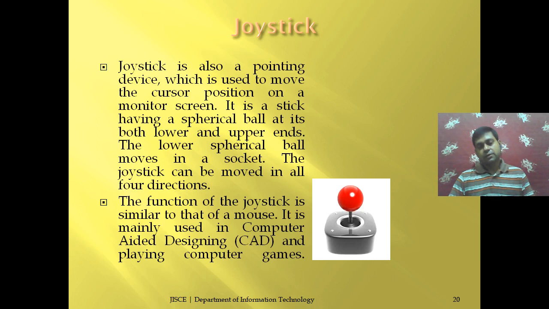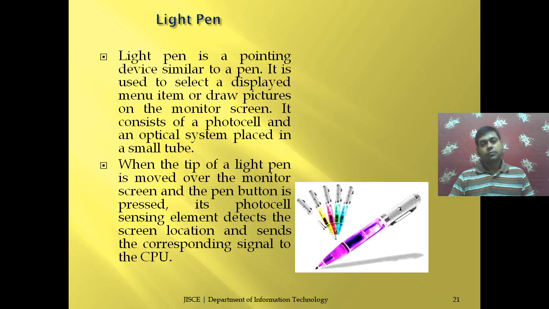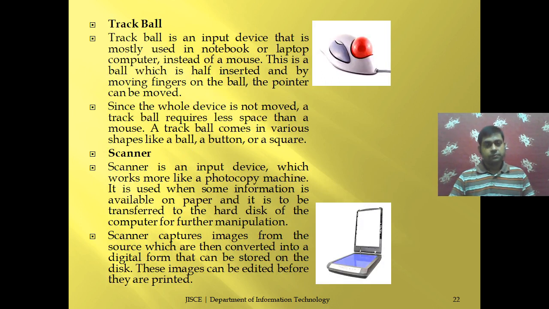It is also kind of a mouse, but a spherical ball is attached to it, and only two-dimensional movement is possible. Then comes the light pen. It is also a pointing device. The tip of the light pen is moved over the monitor screen and the pen button is pressed, then we can write something on the display device using the light pen as well.